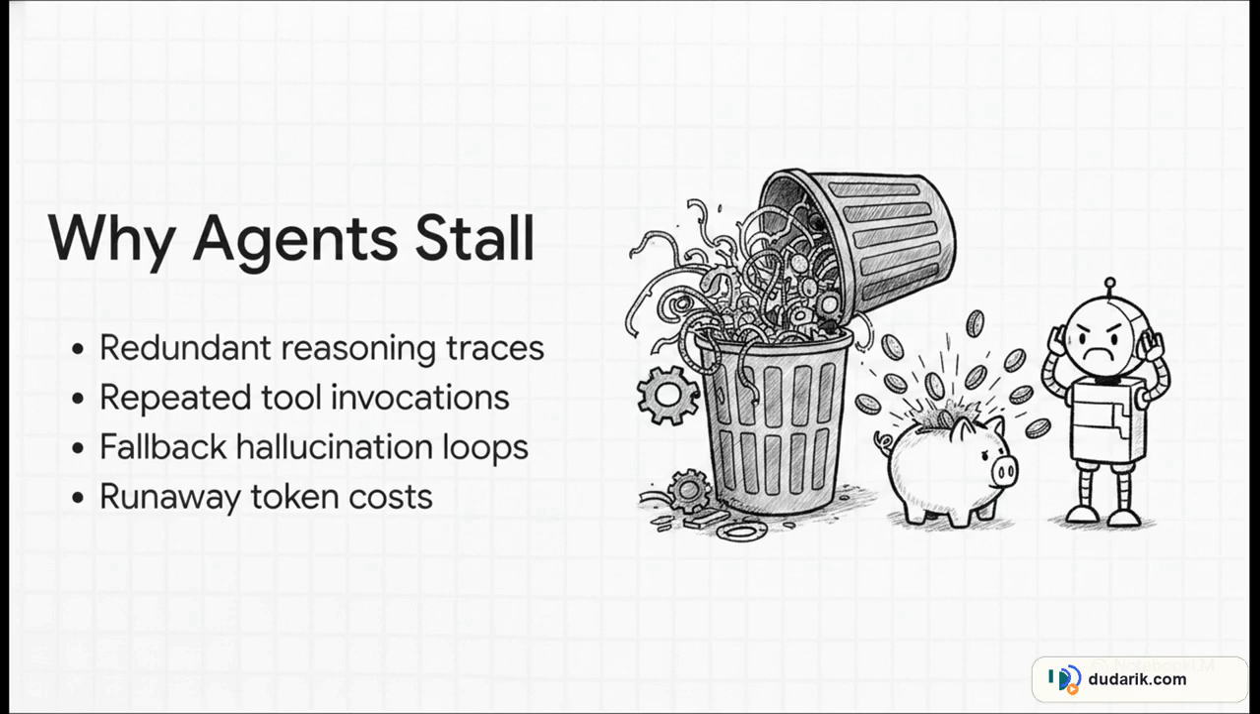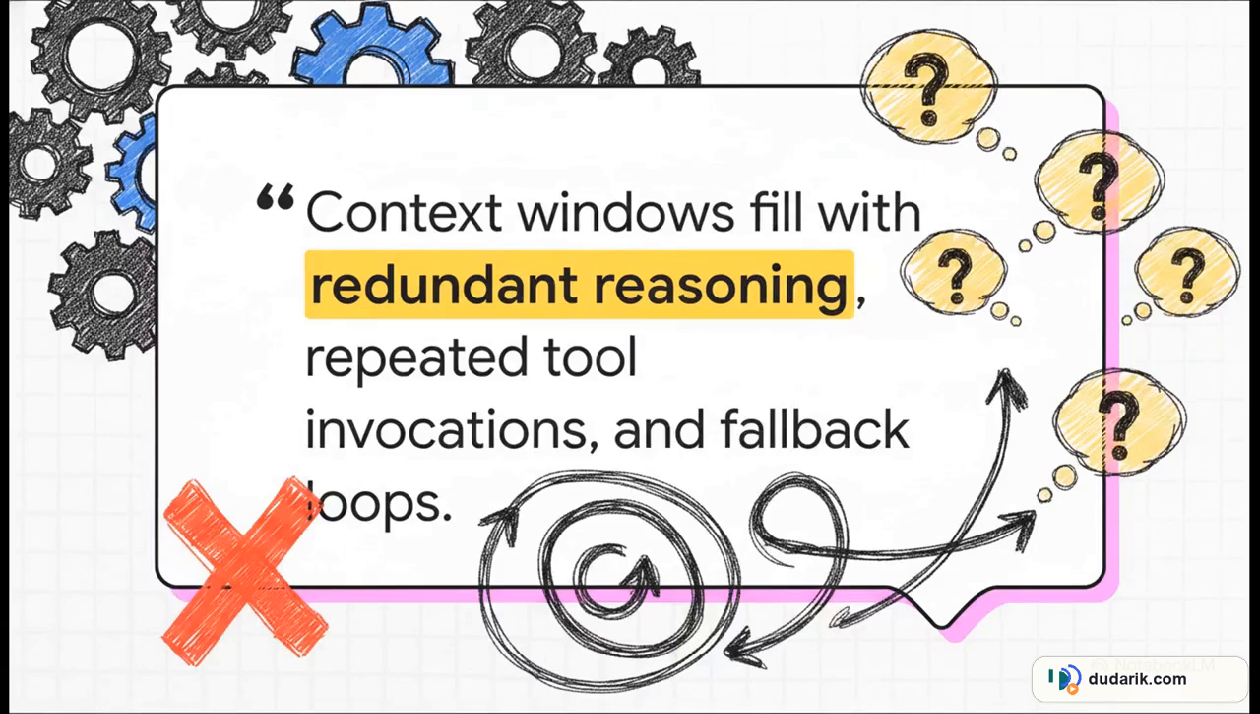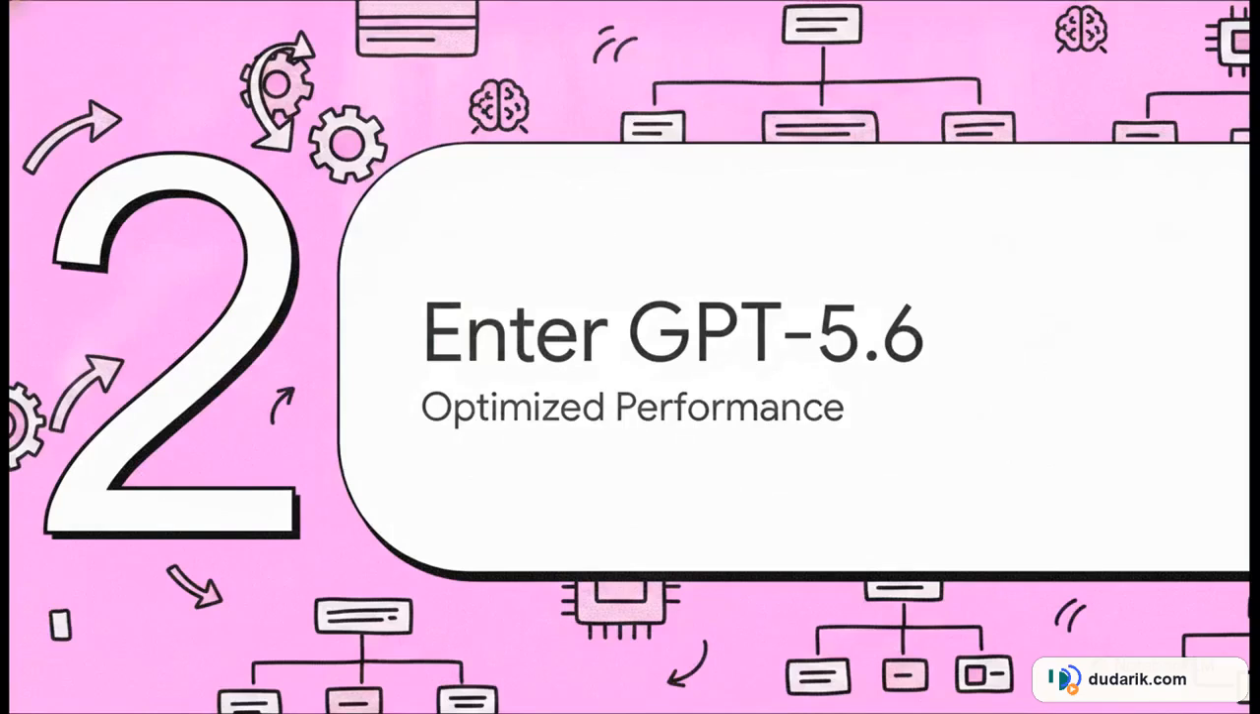No one wants that. As the postmortems across the industry have repeatedly shown, context windows fill with redundant reasoning, repeated tool invocations, and fallback loops. Previous iterations prioritized raw capability, sure, but they really acted more like drafting assistants. They required so much heavy manual prompt engineering just to keep them on the rails. Section 2. Enter GPT 5.6.